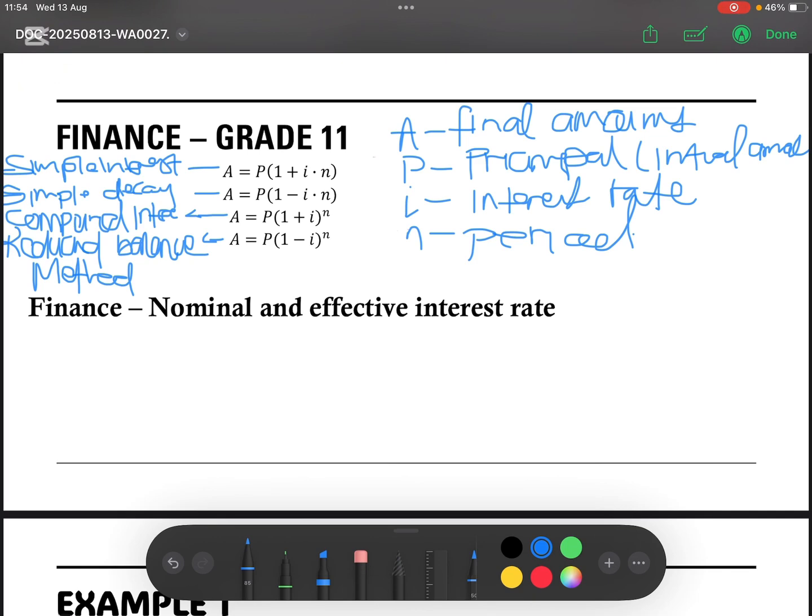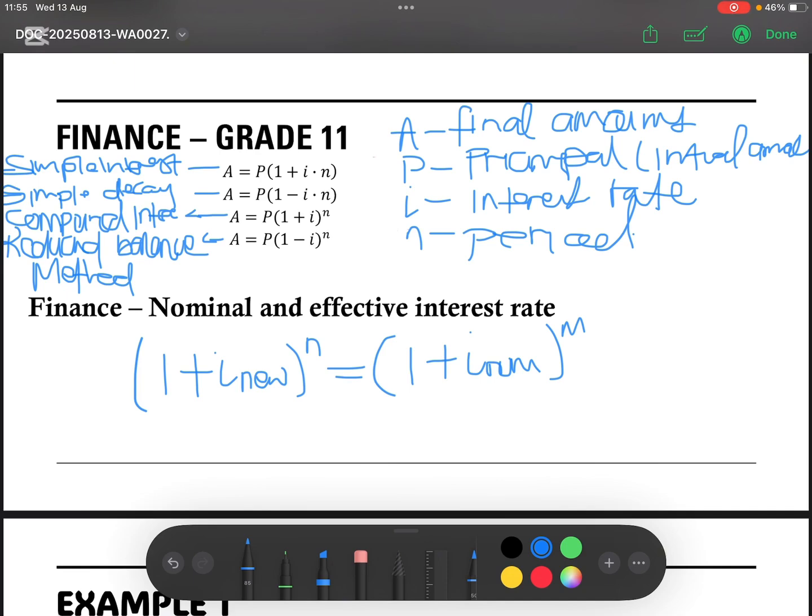So now, with the nominal and effective interest rate, we're going to have a formula which says (1 + i) to the power of n, where i is the new interest rate, equals (1 + i) to the power of n, with the nominal interest rate, with the period also. This formula will help you to convert the interest rate compounded quarterly to monthly, or compounded monthly to quarterly, or annually to semi-annually.